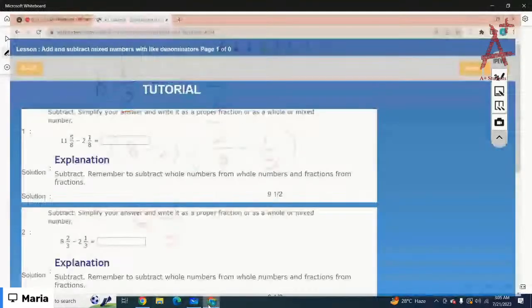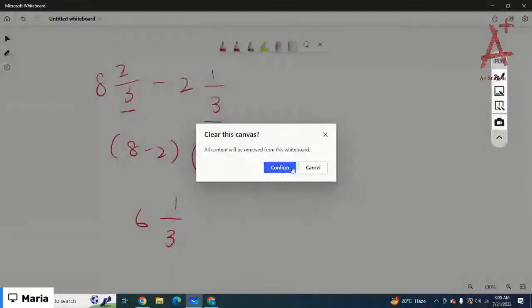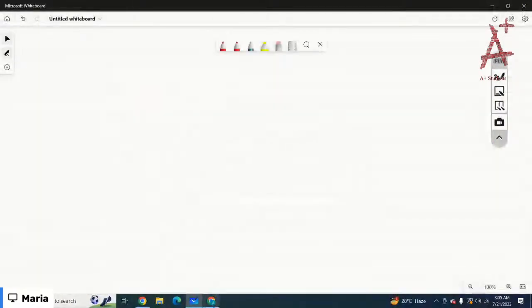Let's start test questions. Okay. Add, simplify your answer and write it as a proper fraction, whole number, or mixed number. 6 whole 2 over 4 plus 3 whole 1 over 4.